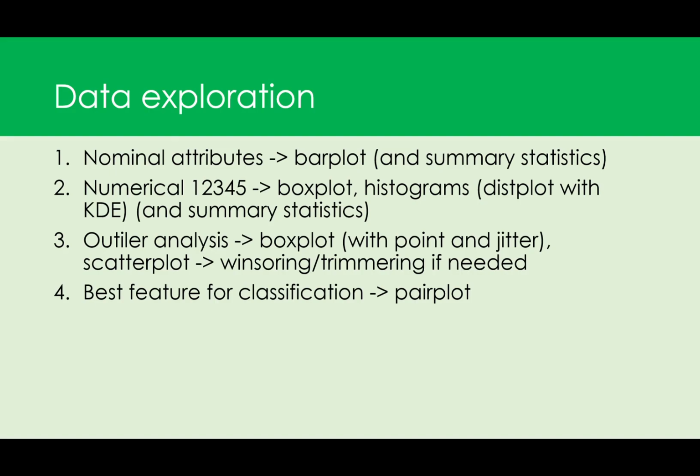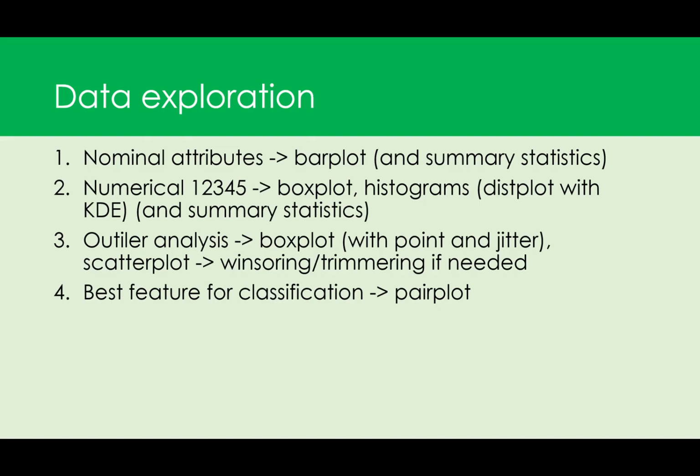Then outlier analysis. We can do it with the box plot, with the point and jitter, just to see where a point falls outside a certain percentile, so as to drop it. A scatter plot can also be good. You can also use winsorizing or trimming if needed.